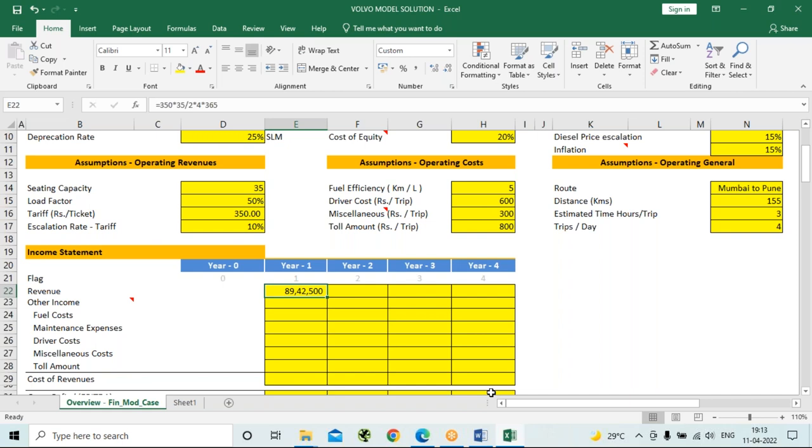I'll just repeat it. 350 is one ticket price, into 35, the seating capacity of the bus. As we are calculating, we are making assumptions here. If there is a 50% load, so if 50% of the bus has been filled for one trip, and every day there will be 4 trips, into 365 days. This gives us a value of 89,42,500 rupees.